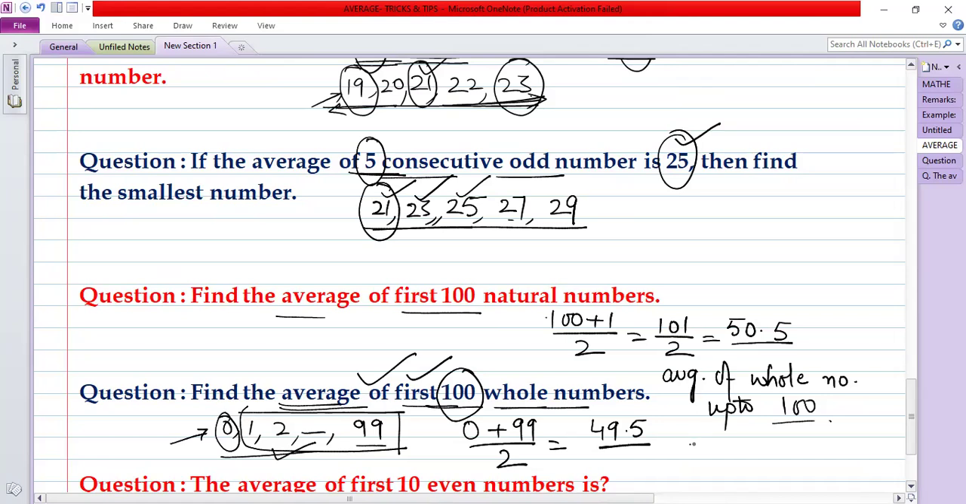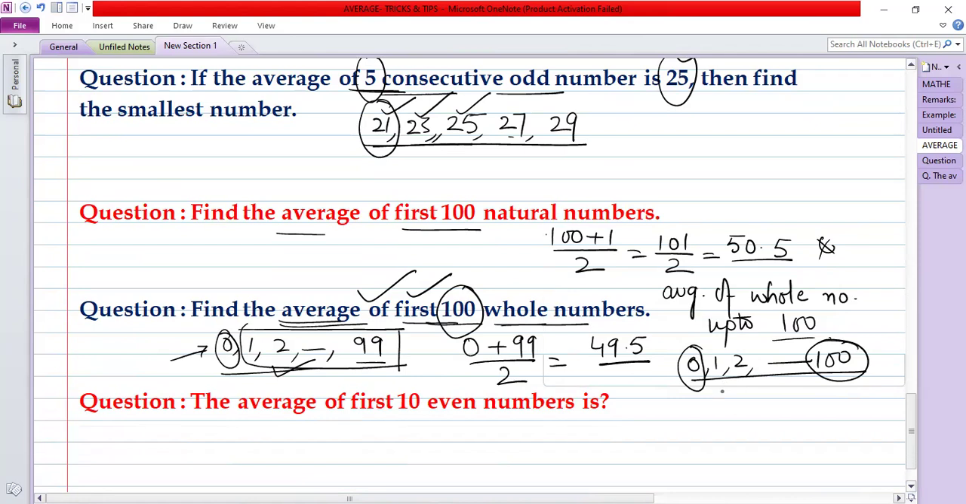obviously our numbers would have been 0, 1, 2, up to 100. Then the last term is 100 and the first term is 0, so 0 plus 100 divided by 2. Actually it will be 50. Please mind, first term 0 plus the last term divided by 2 means it will be 50, if the average of whole numbers up to 100 is asked.